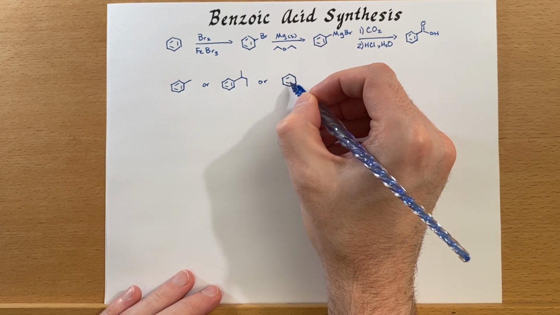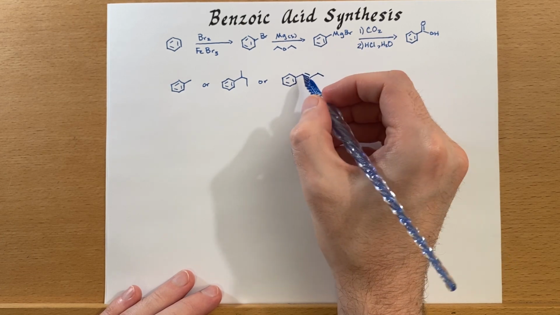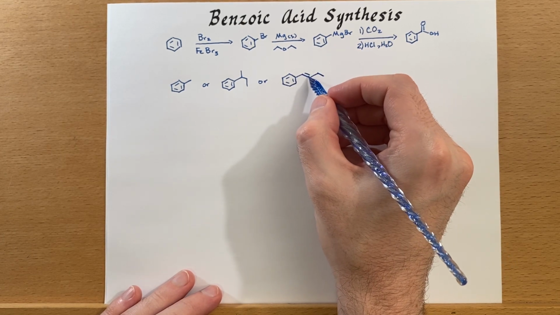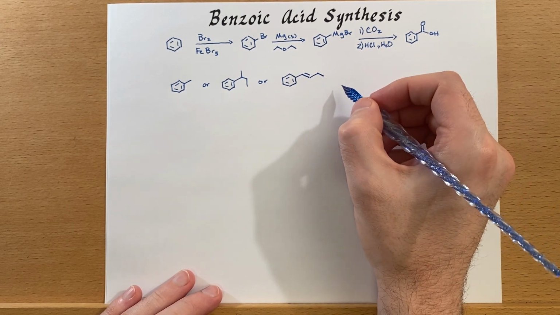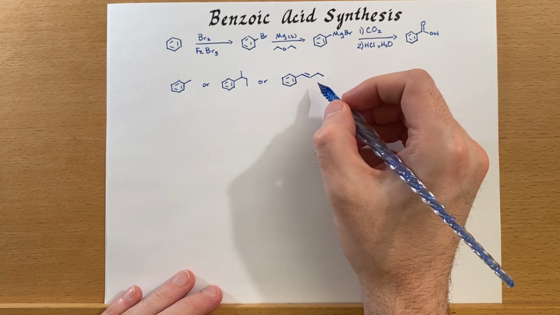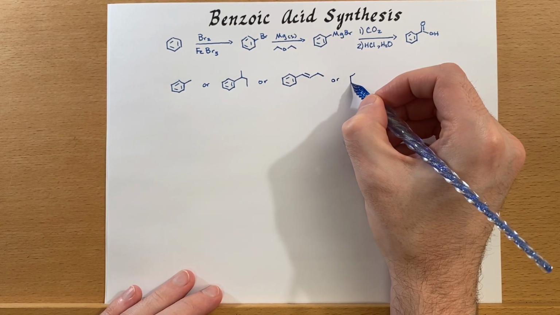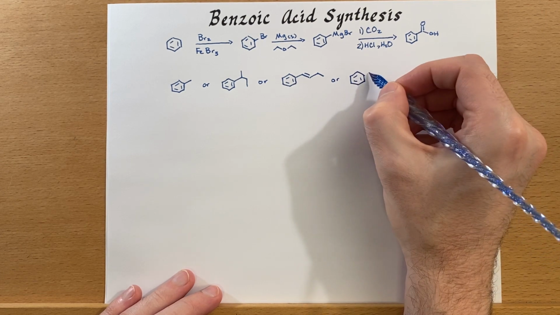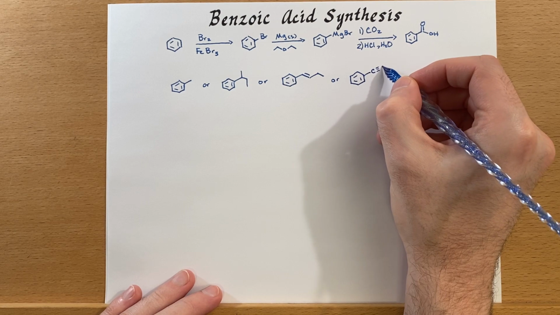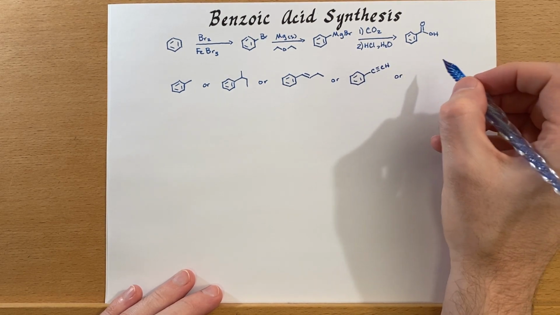Or we could even start from this reagent where we have a pi bond attached to the benzene ring. So this would be a styrene derivative. Or we could start from an alkyne. Or even a ketone.